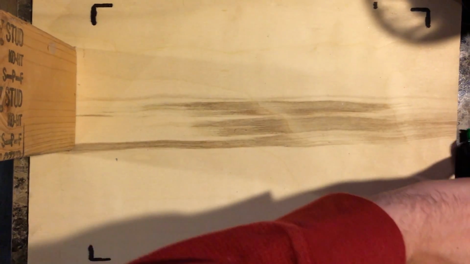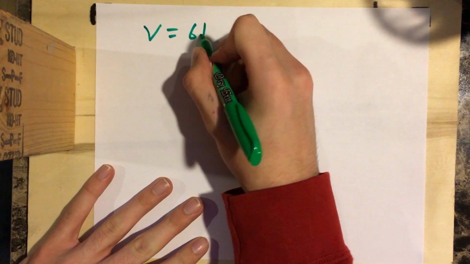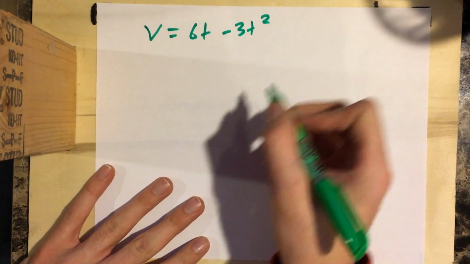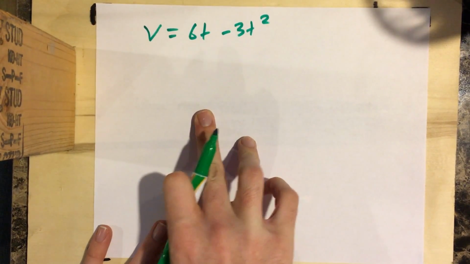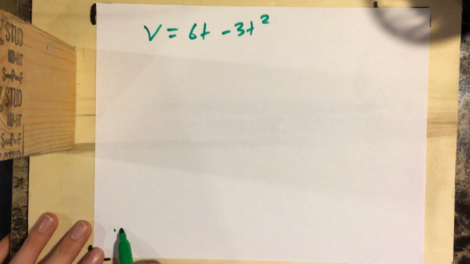So now I'll grab another piece of paper, and we're going to continue in green because I don't have that many colors. We're going to have to use the same velocity equation. So v is equal to 6t minus 3t squared. We know that the particle starts somewhere, it moves, it stops, and then it comes back, and then stops again right there. We just want to know where that is.